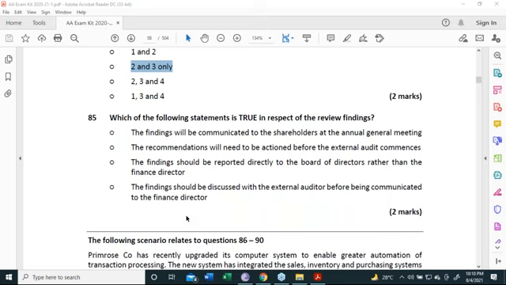Last question. Which of the following statements is true in respect of the review findings? The findings will be communicated to the shareholders. Not at all. The recommendations will need to be actioned before the external audit commences. The actions need to be taken by the management. You can't do anything about it. The findings should be reported directly to the board of directors rather than the finance director. Yes, if you have performed a review of the internal control system and you found any weaknesses in the system, you've got to report those findings to the audit committee, to the board of directors, not to the finance director, because the mistakes which you have realized need to be shared with the non-executive directors. So statement number 3 is the correct answer.